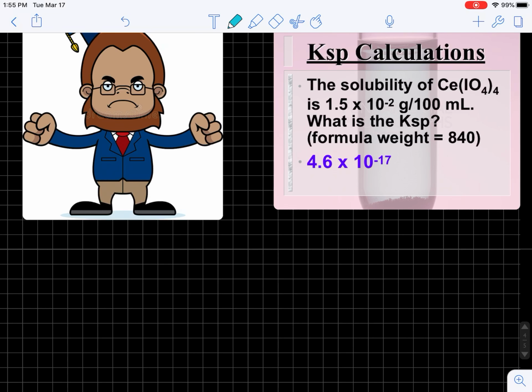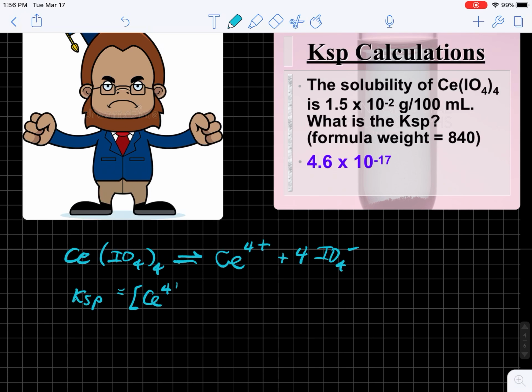First of all, let's define what it is that we're finding. Ce(IO4)4, cerium periodate, breaks up into Ce4+ plus 4 moles of periodate. And so the Ksp for that is cation times anion to the 4th power.